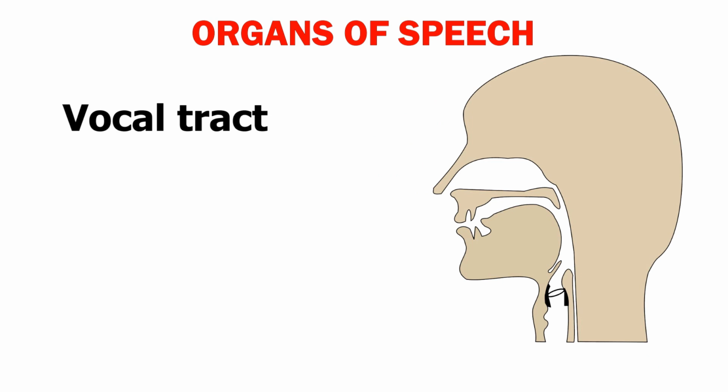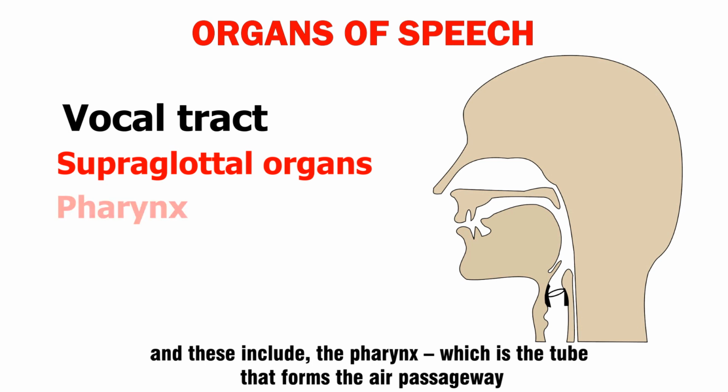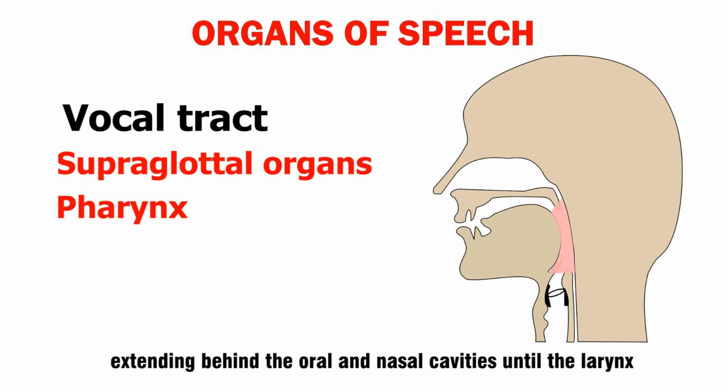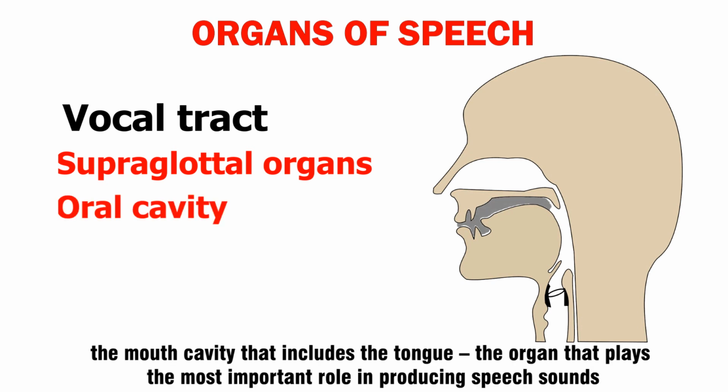And the vocal tract, which includes the supraglottal speech organs. And these are the vocal organs that extend from the larynx to the nose. And these include the pharynx, which is the tube that forms the air passageway extending behind the oral and nasal cavities until the larynx. Then we have the oral cavity, which is the mouth cavity that includes the tongue, which is the organ that plays the most important role in producing speech sounds.